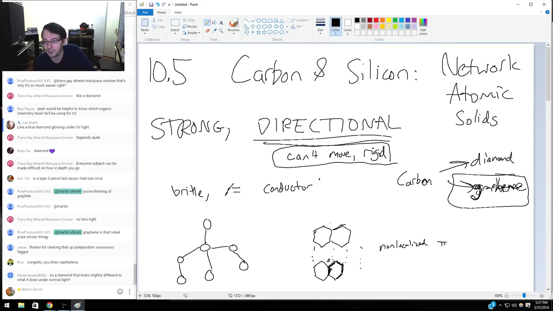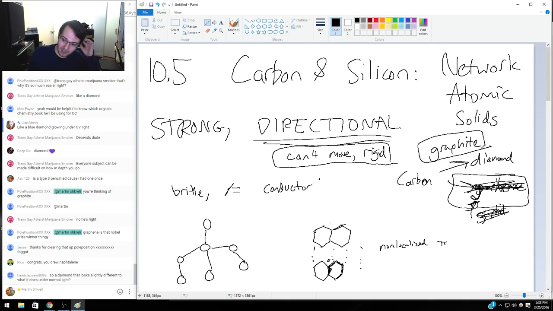This is graphite. Sorry, I'm saying graphene. It's graphite. Thanks for the correction. Graphite. I've got graphene on my mind. Graphene's very different. Graphite. Thank you for correcting me. Graphite is what's in your pencil. Graphene is very complicated. It's still a carbon network solid.